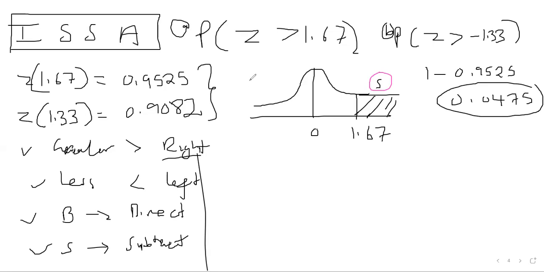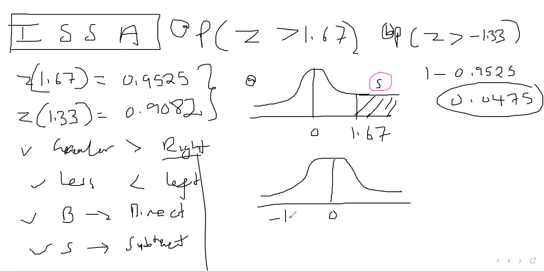Suppose we go to part B. Part B simply says greater than negative 1.33. So using the number line, we already know that negative 1.33 is on this side. The negative just shows you where you are, but you never have a probability which is negative. And the sign is saying greater, greater meaning we're shading to the right. So we shade until we shade no more to the right.